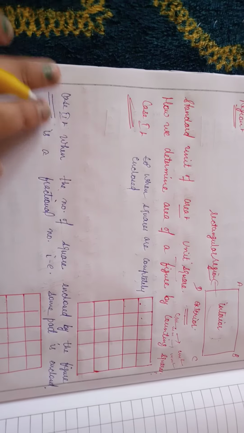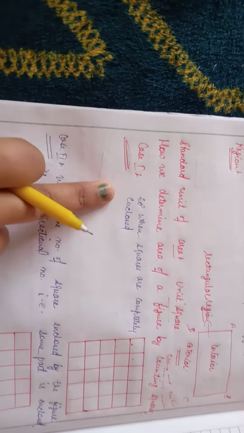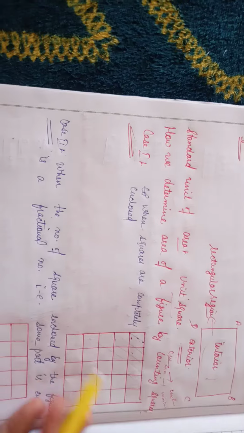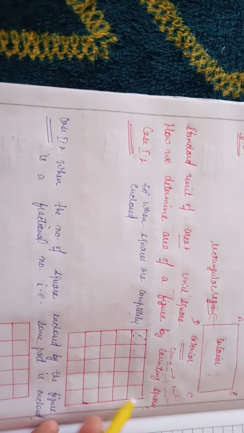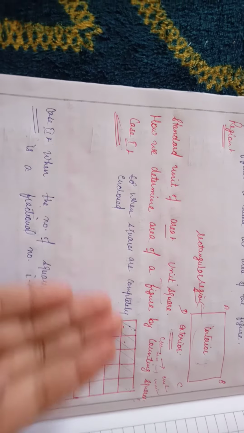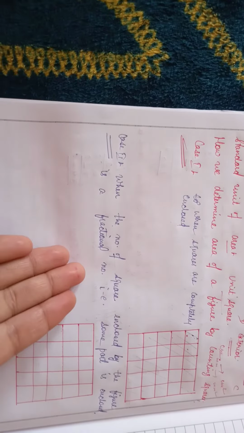Now there can be two possibilities, two cases can be there. First case is when squares are completely enclosed, means when any object covers the full area, all the squares of this square paper, right? First case is that one case when squares are completely enclosed. Second case is when the number of squares enclosed by the figure is fractional number, means partially enclosed.